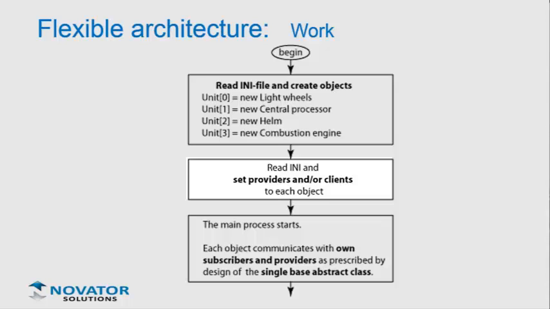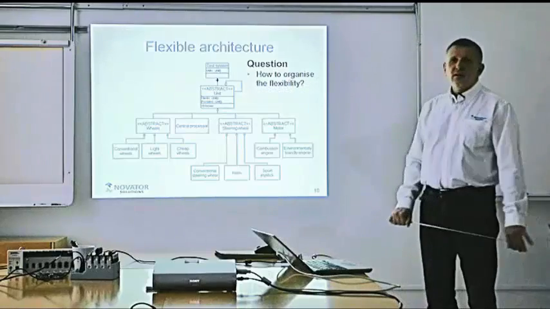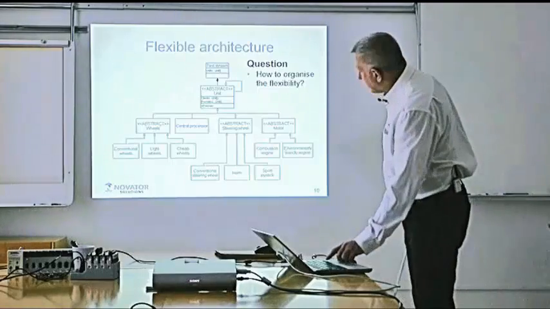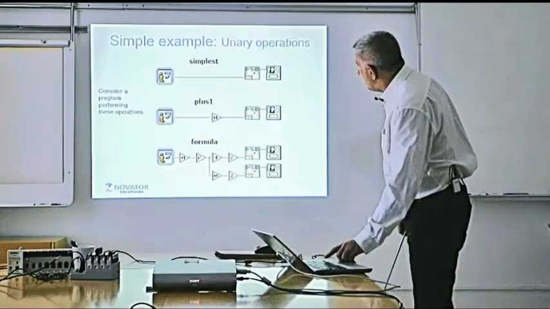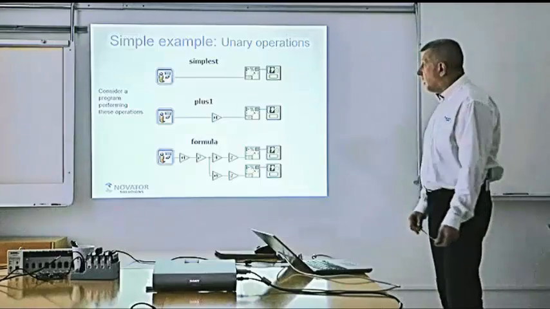Each unit itself knows from where it gets information and where it sends information. So as a result, communications are performed between a unit and its subscribers and providers. And all communications are performed at the level of the single abstract class unit. Of course, I want to emphasize, this is a simple example. It could be a more advanced implementation, but based on the same basic ideas.